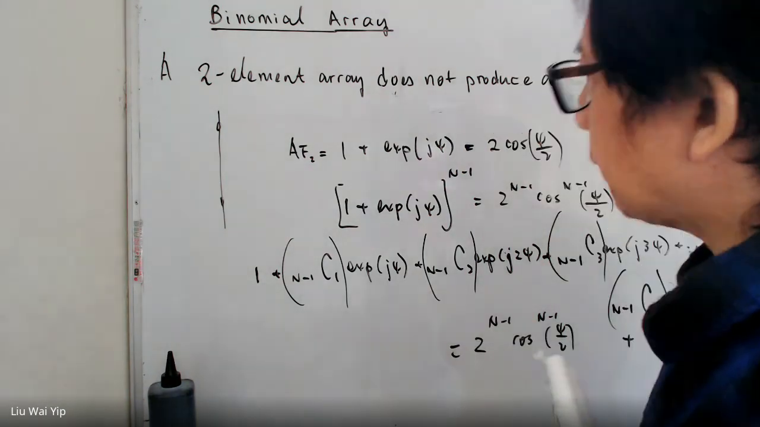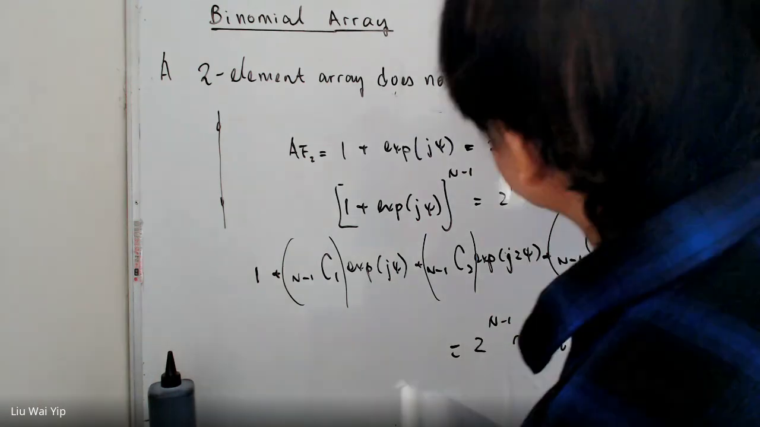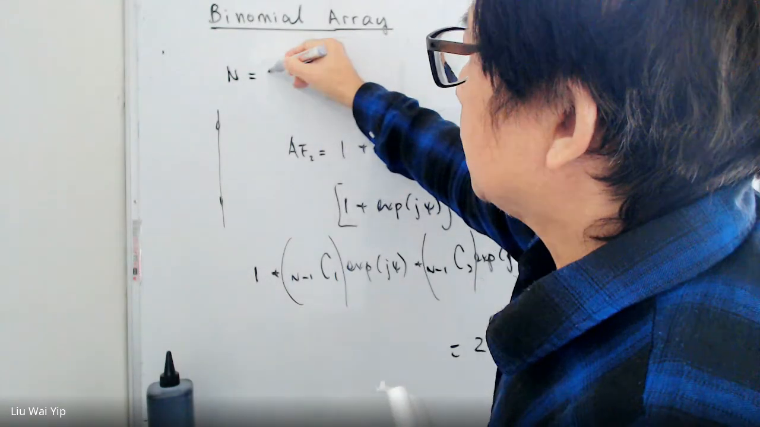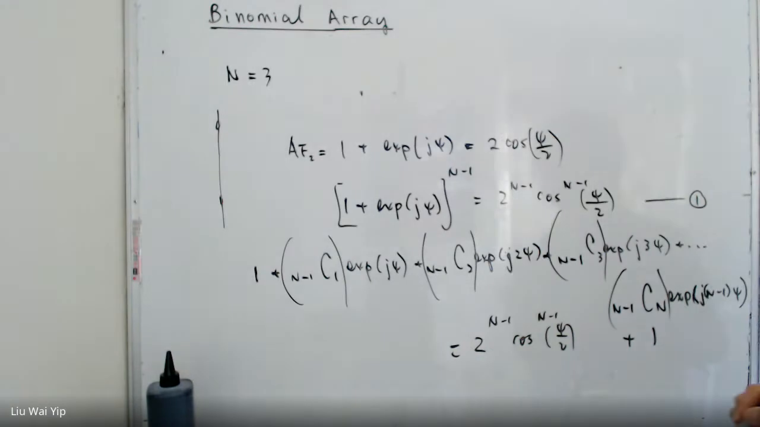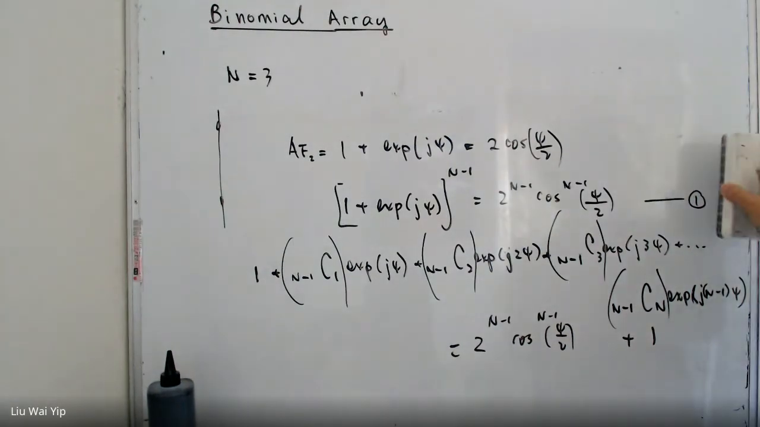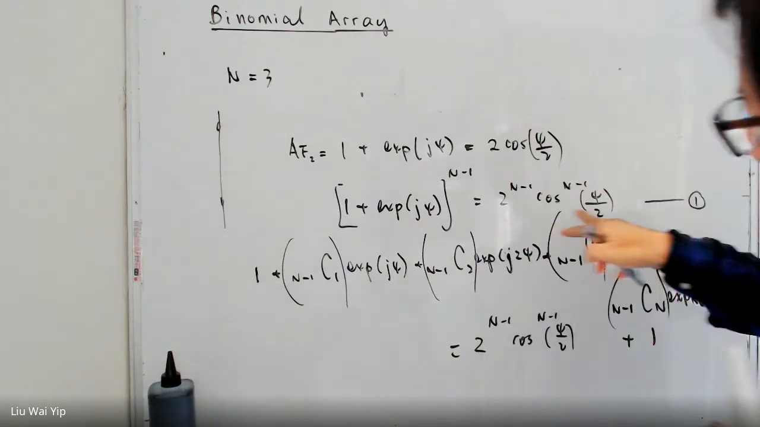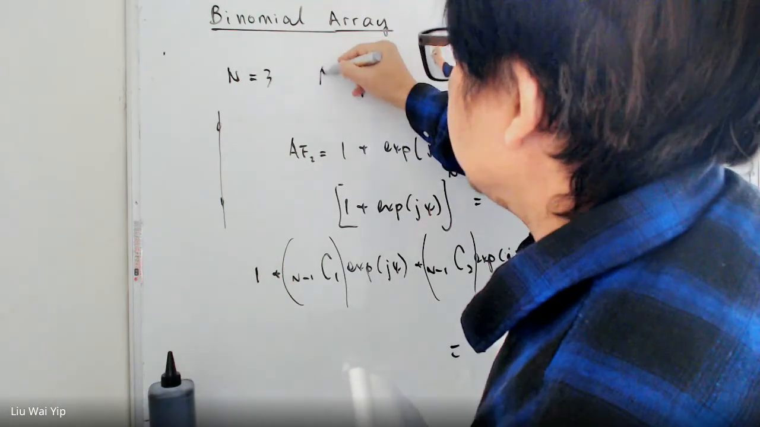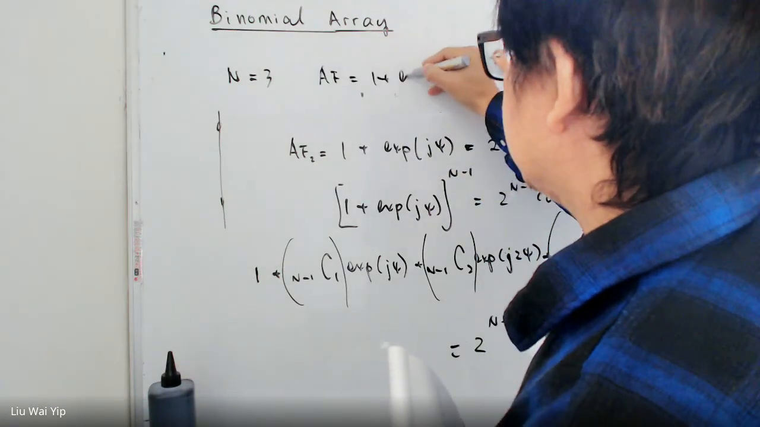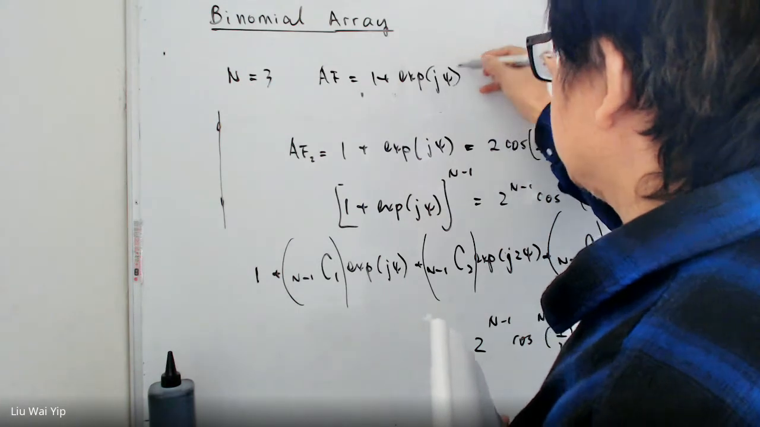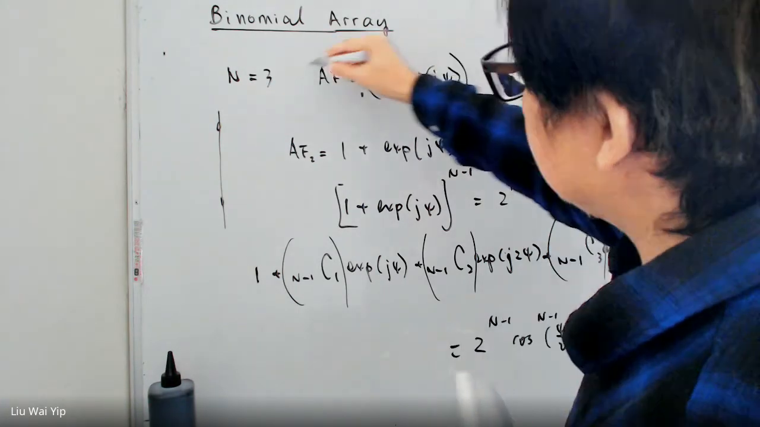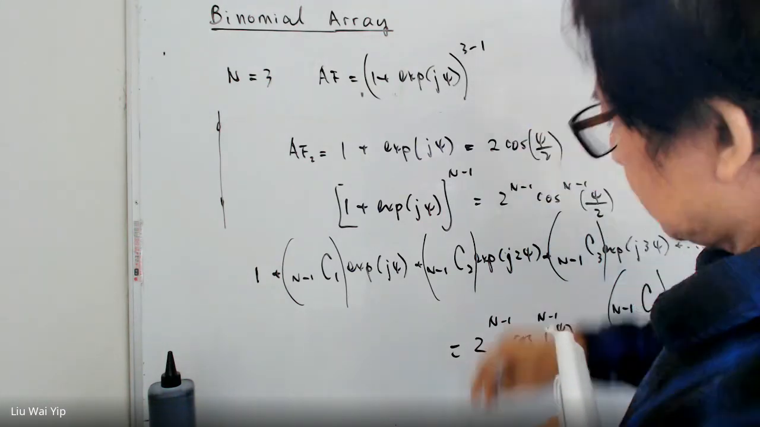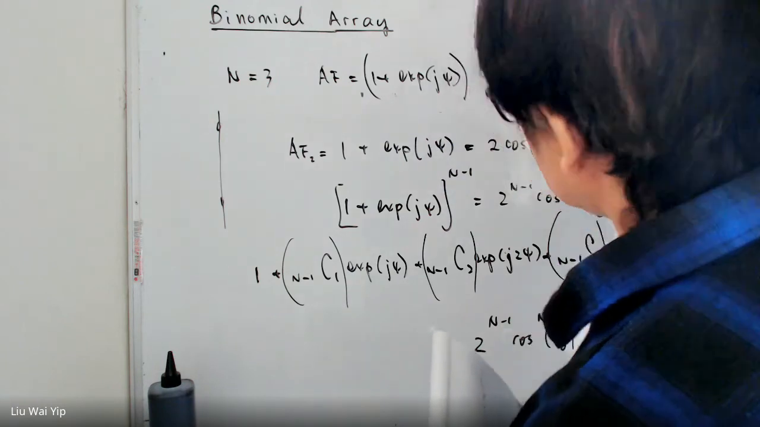Suppose now n is equal to say 3. And if we do that, then the left side of the equation here will be AF equal to 1, 3, and then 3 minus 1, which is equal to 2. So here, what we are going to get is 2.